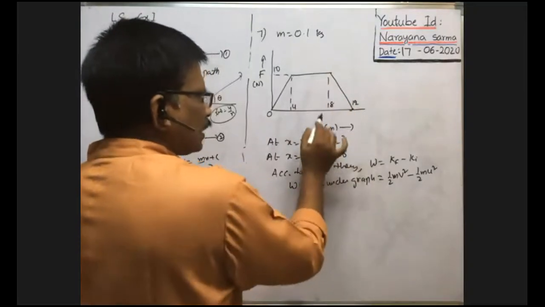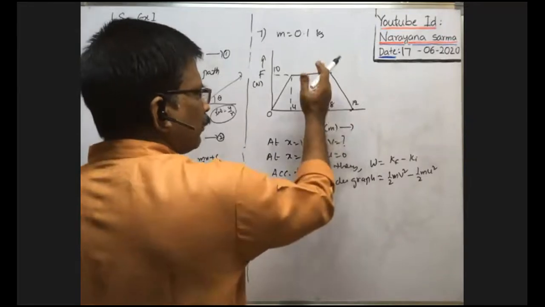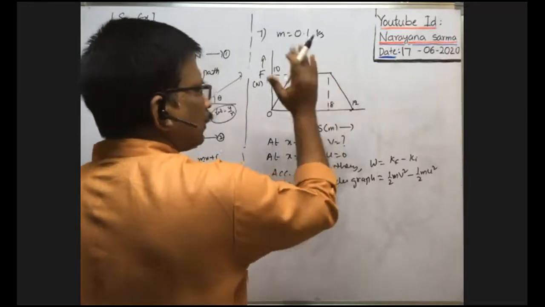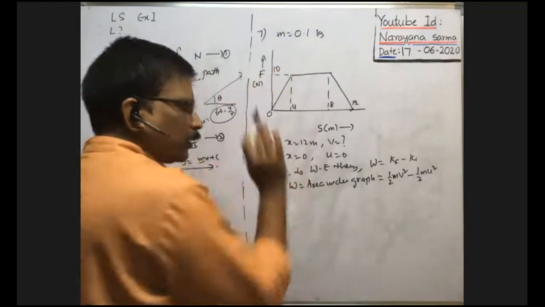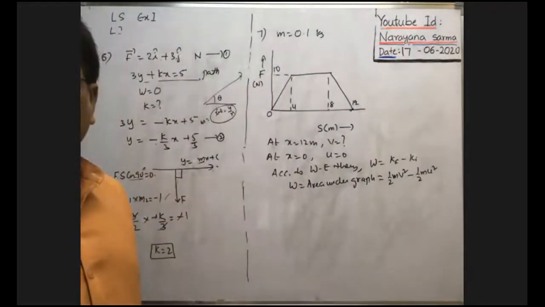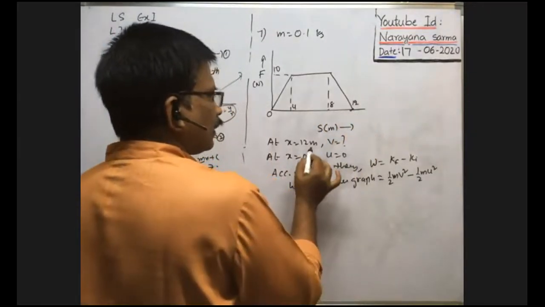If they ask what is the velocity at 8 meter, x is equal to 8 meter, means you have to find the area under the graph up to 8 meter only. What is the velocity at 4 meter, means you have to find the area under the graph up to 4 meter only. That is based on the given problem. Okay. Now area under the graph up to 12 meter, because they asked the velocity at 12 meter.